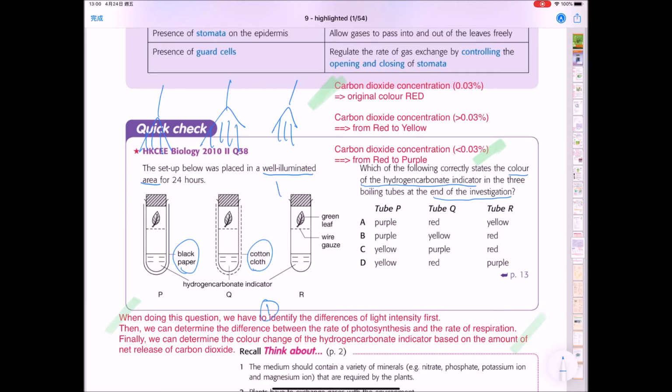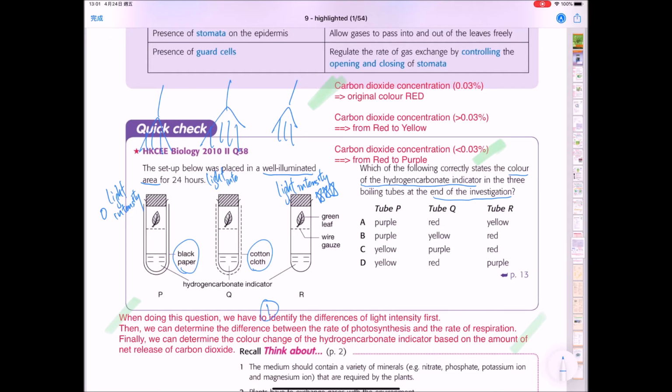So that's why the light intensity should be the highest. For example, at this moment, I put 3 stars for tube R. And for tube P, because there is a black paper covering the boiling tube, the light intensity should be very, very low, or we can say it should be 0, no light at all. And for Q, it will be the intermediate one because we have the cotton cloth.